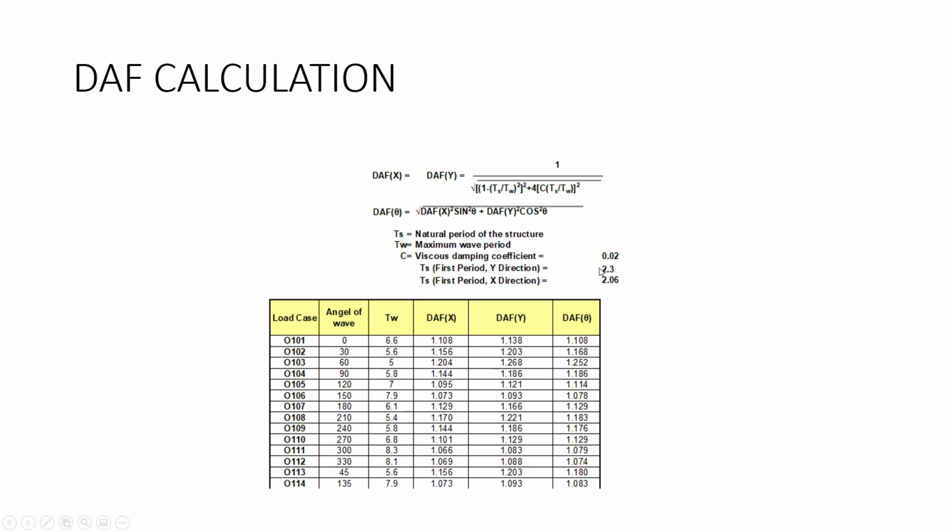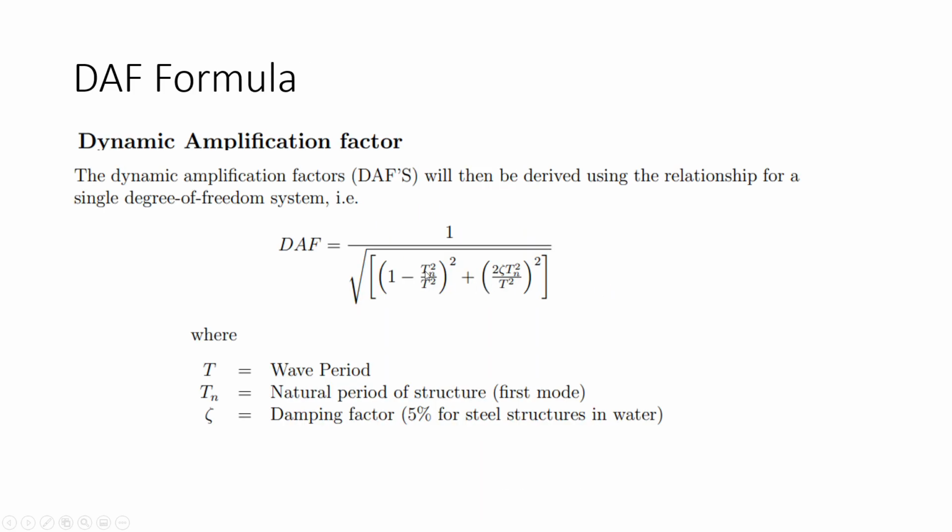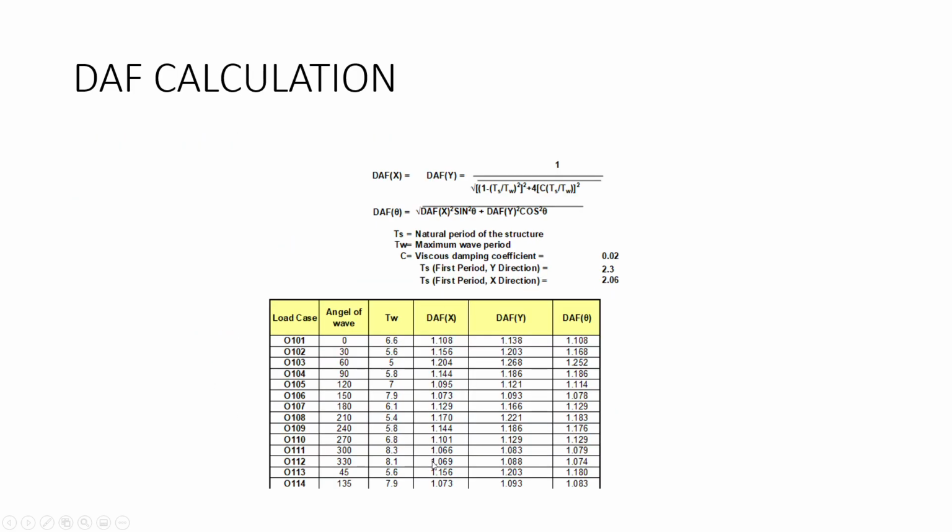By substituting, I found 2.3 for Y for the first mode and for the second mode of X I am substituting 2.06 here, 2.06 for one set of equations for X and 2.06 for the other set of equations for Y. For that I have calculated and found the DAF. And for theta, the angle of incidence of the wave, for that particular direction I resolved this and then calculated the DAF here.